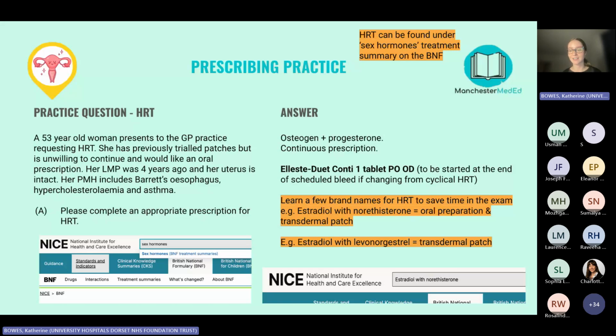So the way that the brands are named kind of tells you what it is, but you're going to have to build up some familiarity with these things over time. So I learned two brand names. I learned estradiol with norethisterone, which comes in an oral HRT preparation and a patch. And then estradiol with levonorgestrel just comes in the patch form. And I think that really speeds things up. You can look them up under the treatment summaries, but I think this is a lot smoother.